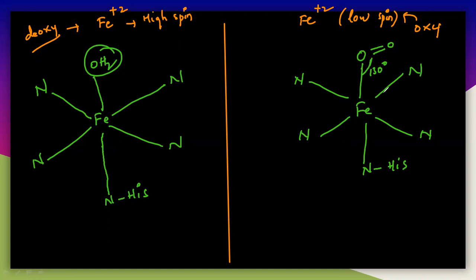And see what happens here. This is an octahedral structure, and this is also an octahedral structure. The iron is in the +2 oxidation state, and even this one is in the +2 oxidation state. In some books, they give oxyhemoglobin in the +3 oxidation state. I will tell you why they give that also. But actually it is only in the +2 oxidation state.